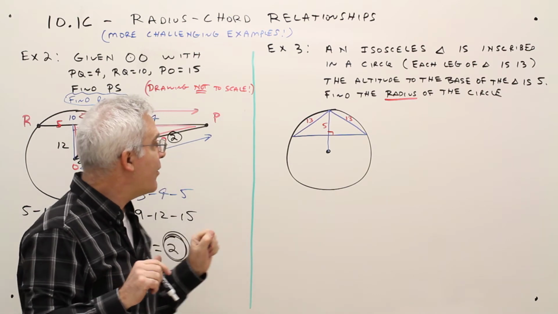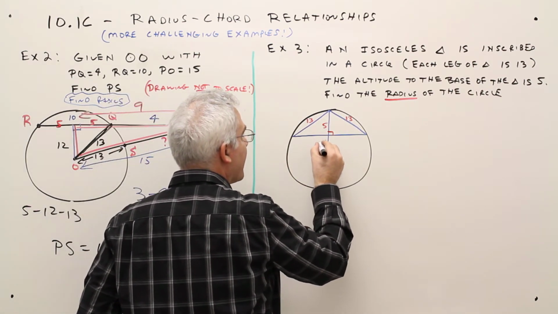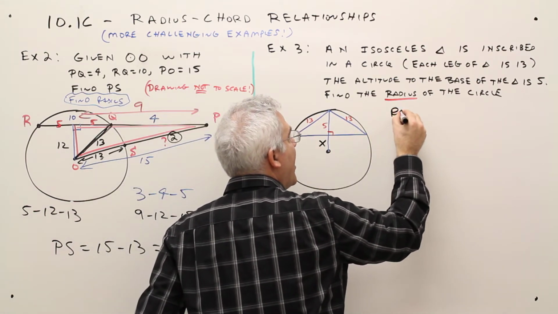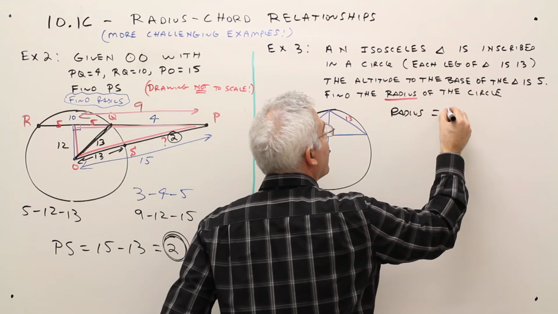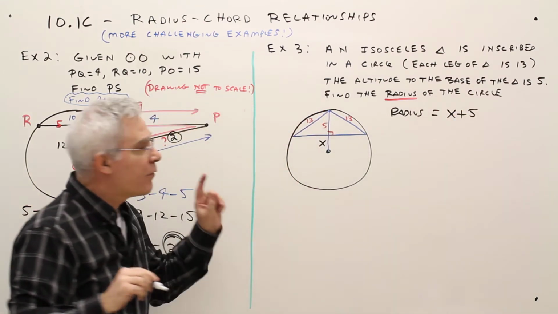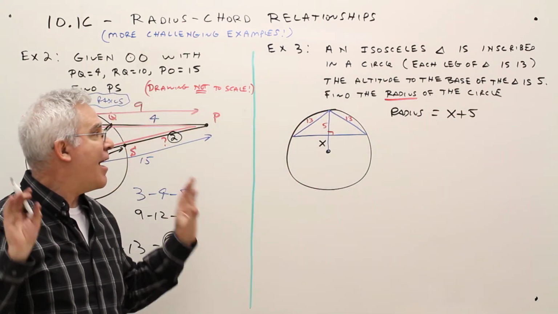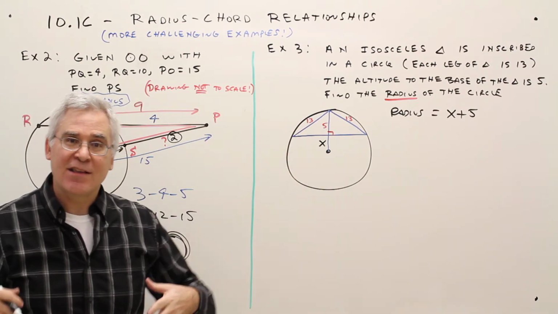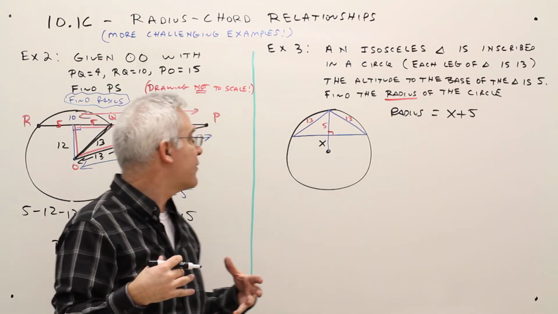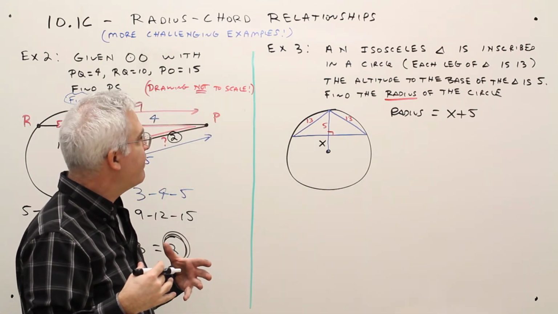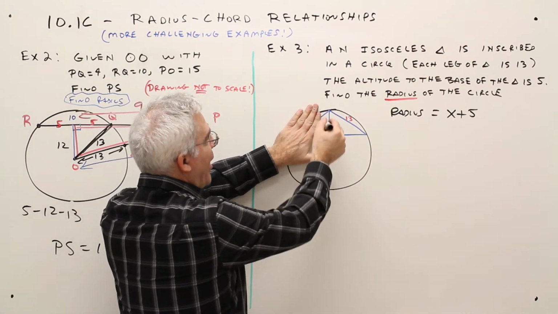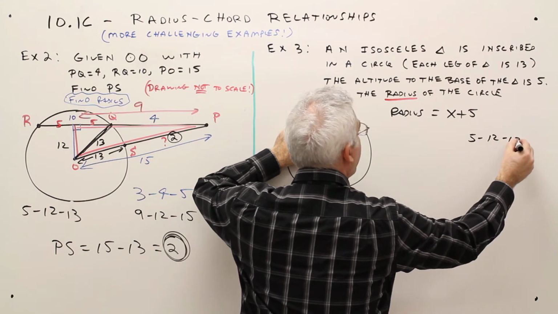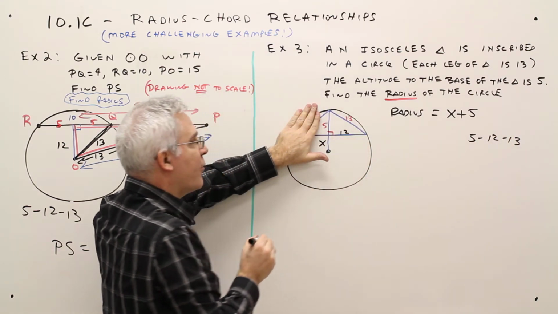Okay, well what I'm going to do here is I'm going to call this x, and then if I do that, just so you know, the radius equals x plus 5. So once I find x, I've got the radius. It's just x plus 5. So now my end game is somehow to find x. Okay, well, let's just talk about this right triangle here. Again, I'm familiar with a 5, 12, 13, so this would be 12 right there.